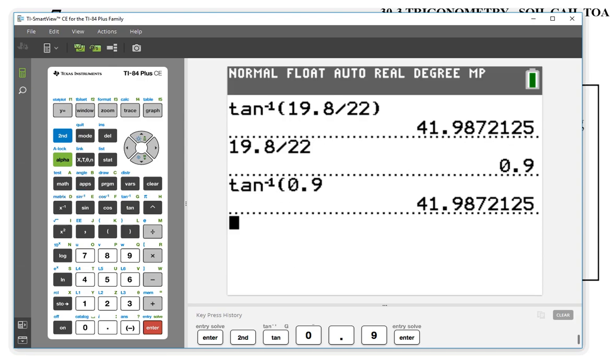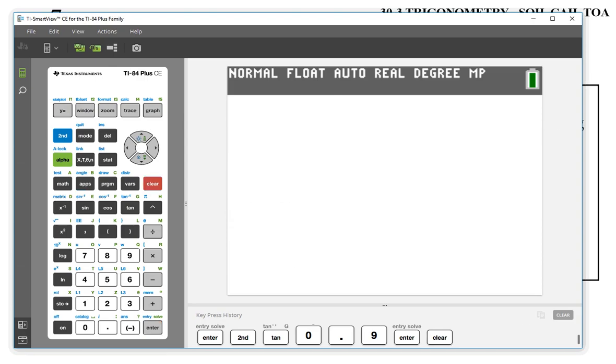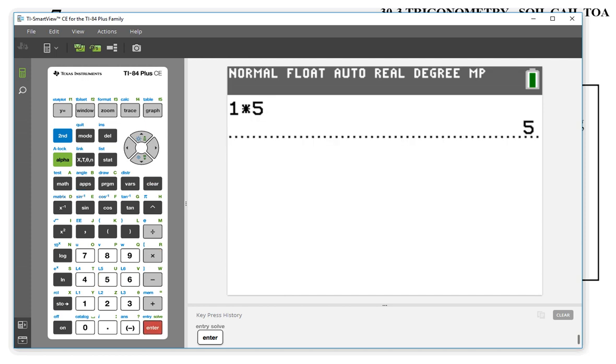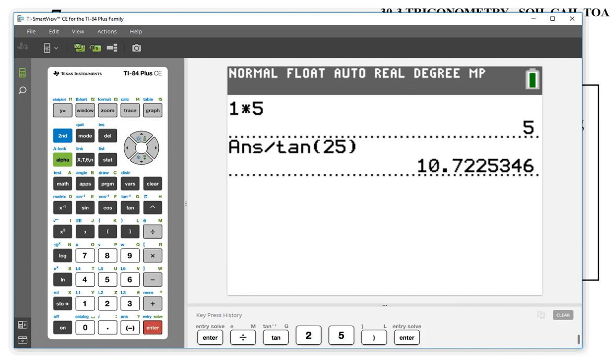So that's what we'll plug into our calculator. We had 1 times 5. I like to hit equal there just to get it out of the way. And then we're dividing. We don't hit second function. It just says tan 25. Our little -1 isn't there because we're not doing second function. We're not inversing. We just want to divide by tan 25. 1 times 5 divided by tan 25 gives us 10.7.